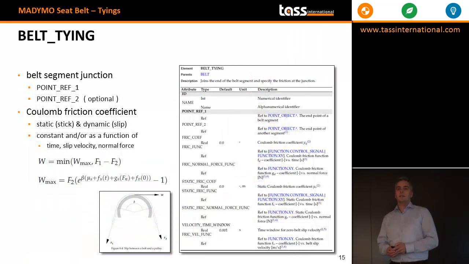The belt tying, as just mentioned for the D-ring and the buckle, is used to define the slip. This is done with a Coulomb friction coefficient, with static and dynamic friction coefficients, which means that you can model stick slip. The belt segment junction, which is in fact the belt tying, you can define with a single point reference 1, and optionally it's possible to define a second point reference, but normally you will define only one point reference, meaning that the belt ends are joined together at one single point.